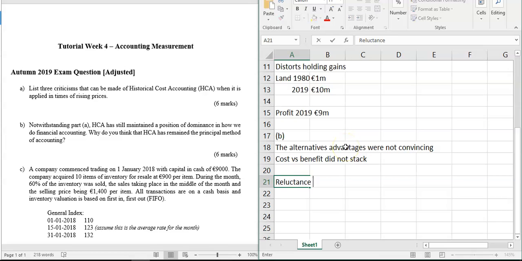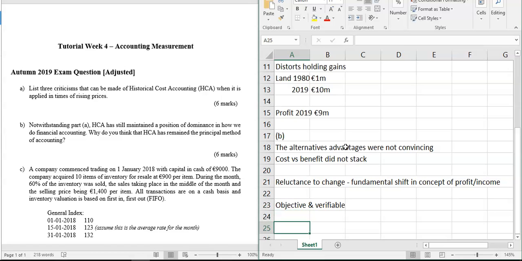There was a reluctance to change. It would have required a fundamental shift in the concept of profit or income. So a lot of people were not comfortable with that. People and the investors in the stock market were used to what historical cost accounting meant, and they weren't really sure that the alternatives gave superior information because they had limitations as well. And it was objective and verifiable, and that's an important one.